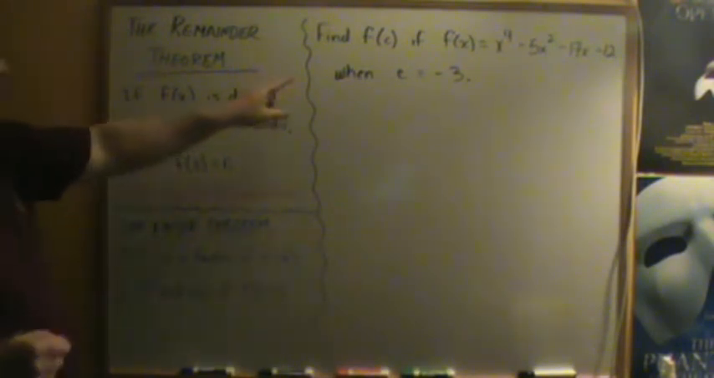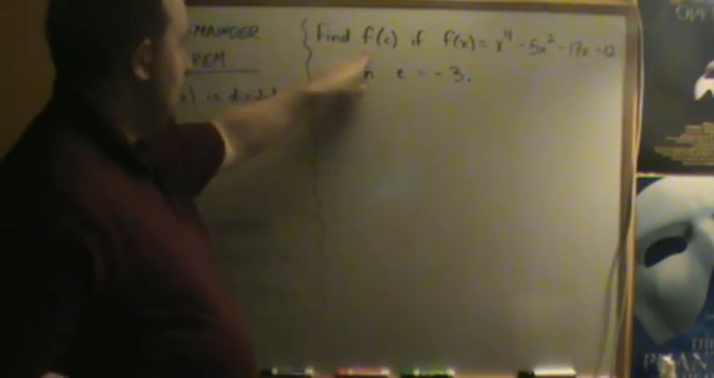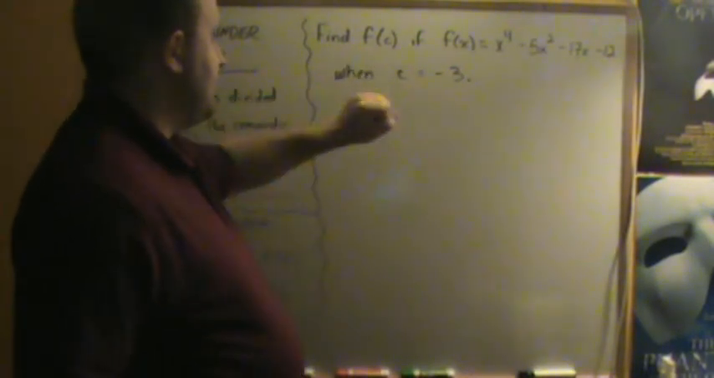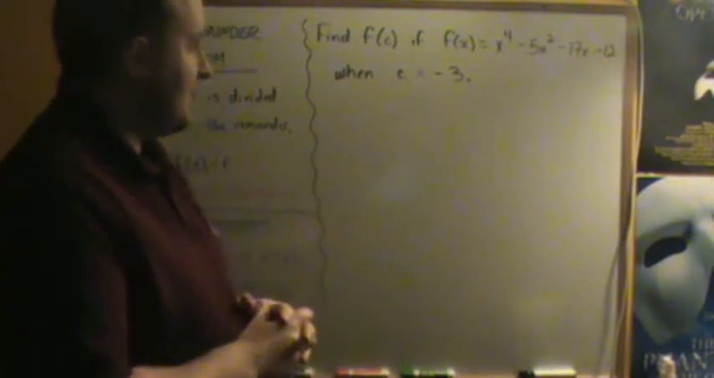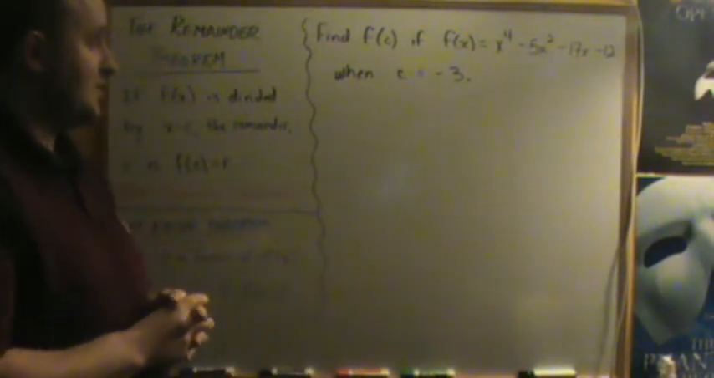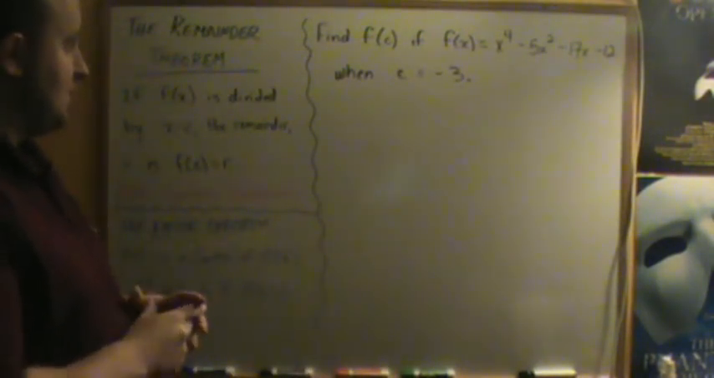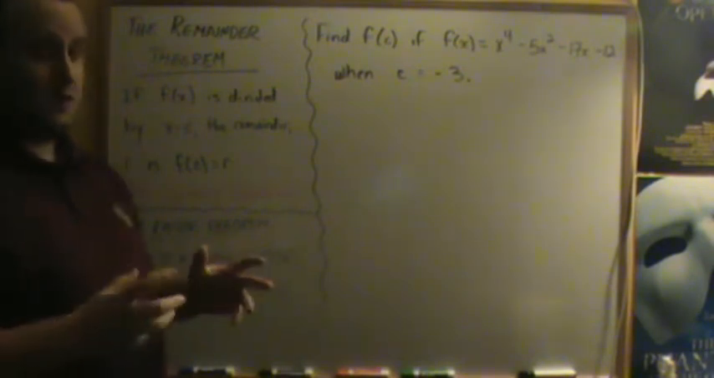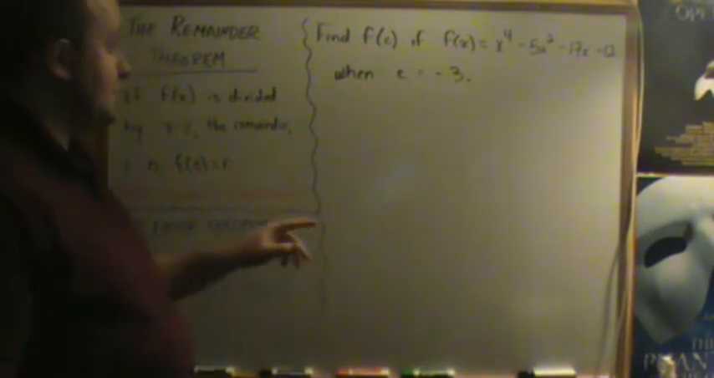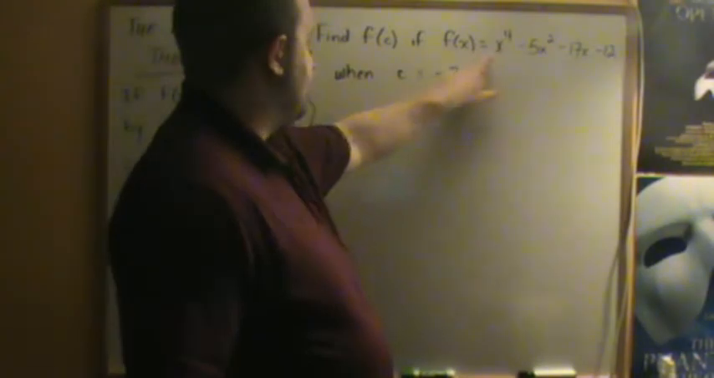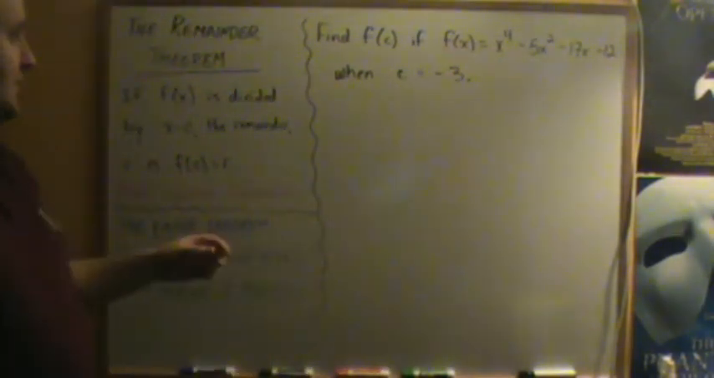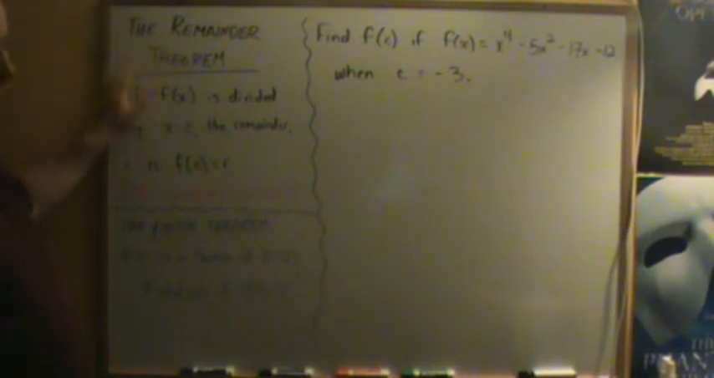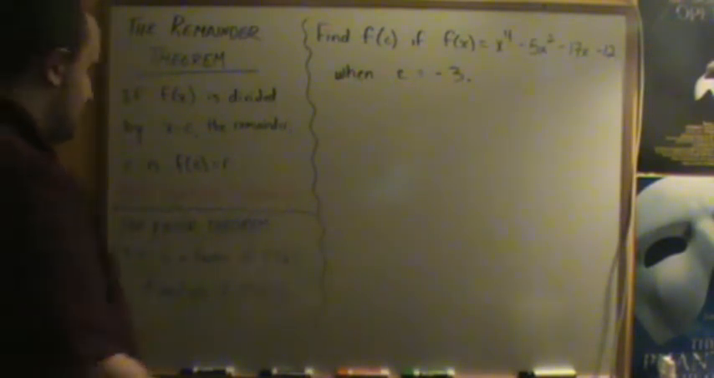So an example I have here is find f of c, the function f evaluated at c, if the function f of x is x to the fourth minus 5x squared minus 17x minus 12 when c equals negative 3. Now before, in an algebra class, wherever you would see an x, you would replace it with c, which is negative 3. In this case, since we're using the Remainder Theorem, we will use synthetic substitution here.